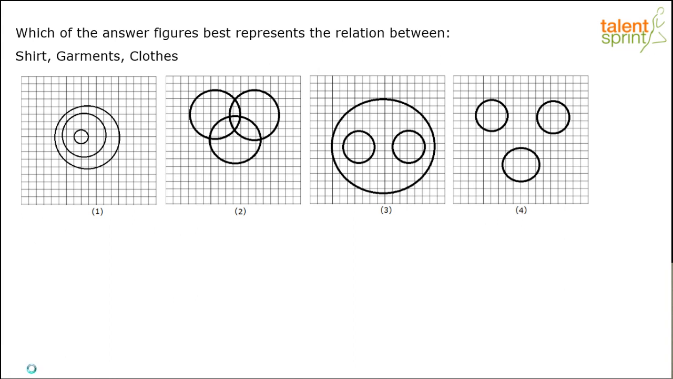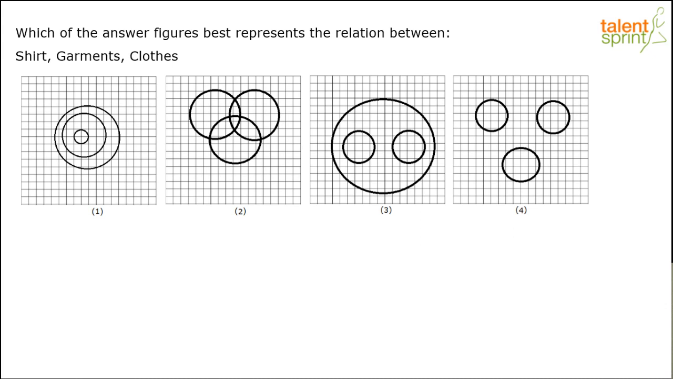Quickly, the next one. Which of the answer figure best represents the relationship between shirts, garments, and clothes? Now, these are questions based on Venn diagrams. So you have to understand which is a subset of which one, and based on that, find out the right figure. So which answer figure best represents the relationship between shirt, garment, and clothes?